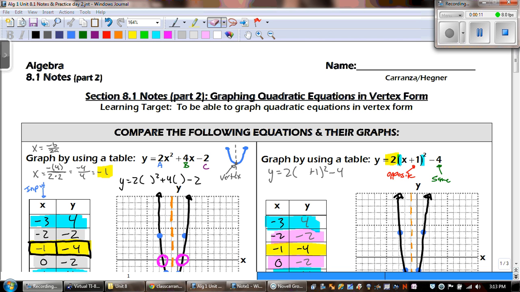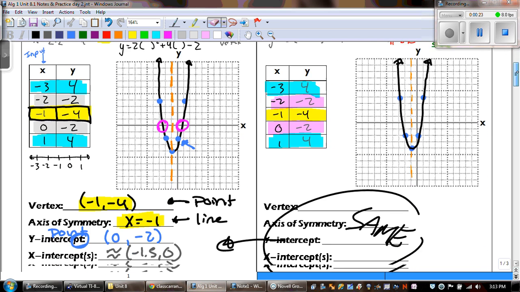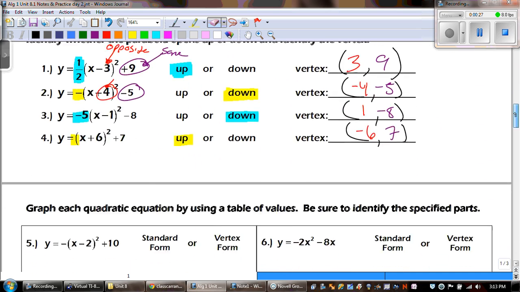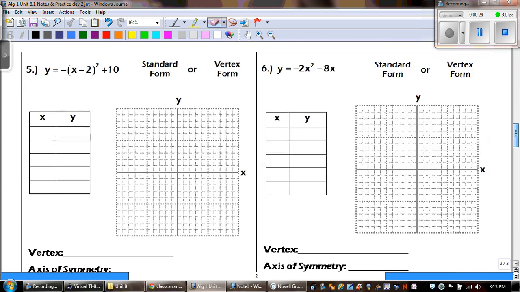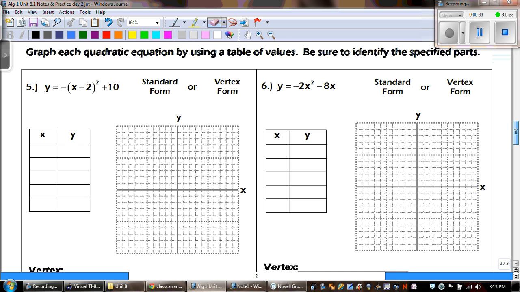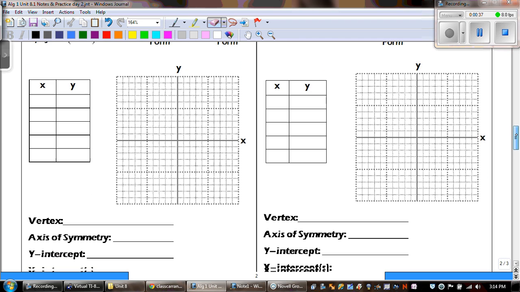Today we're continuing graphing quadratic equations in vertex form. Our learning target today is to still be able to graph quadratic equations in vertex form. Now, hopefully you have already watched video number 1. If you haven't, shame on you. Okay? If you haven't watched video 1, this is going to make no sense at all. And now what we're going to be doing is graph each quadratic equation by using a table of values and be sure to identify the specific parts.